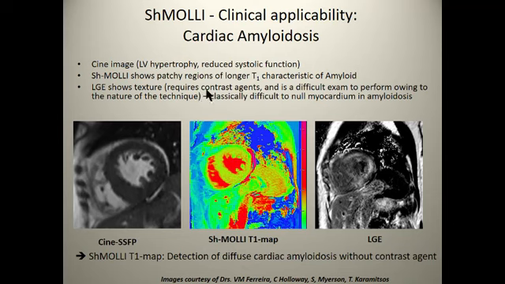Another area it's useful for is in amyloidosis. So in amyloidosis, you're getting massive disruption of the cellular matrix, and so you get much larger extracellular space. And as you can see here, green would be a healthy myocardium. In this case, it's got this patchy yellow-orange color, which is indicating you've got global changes.